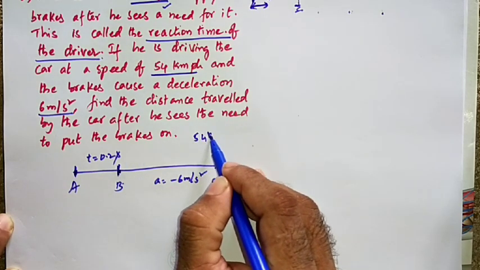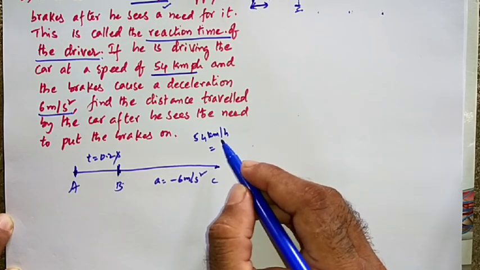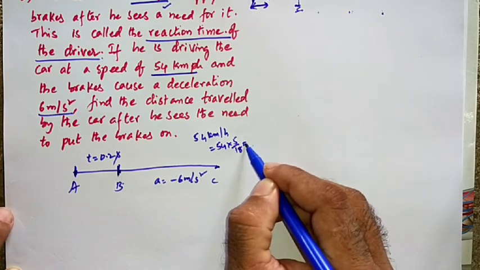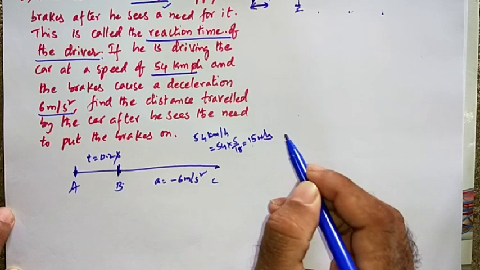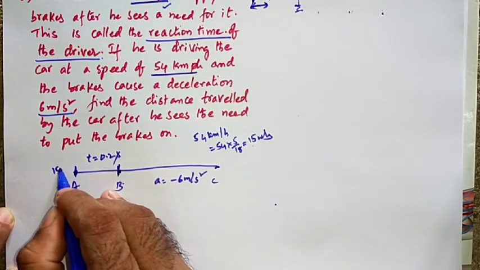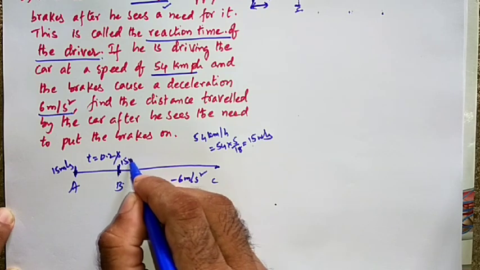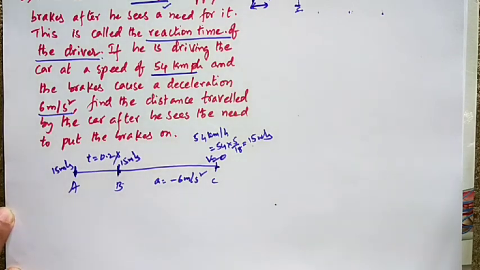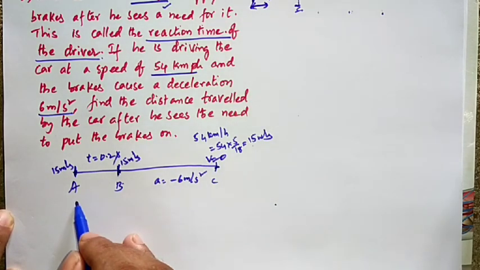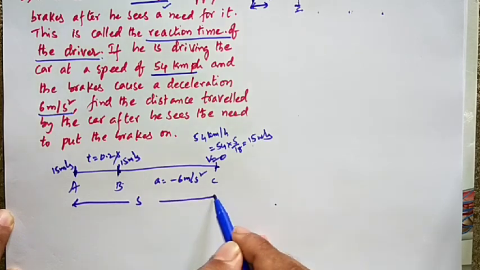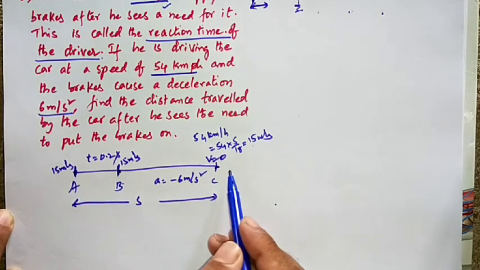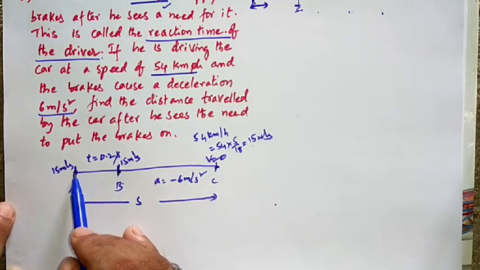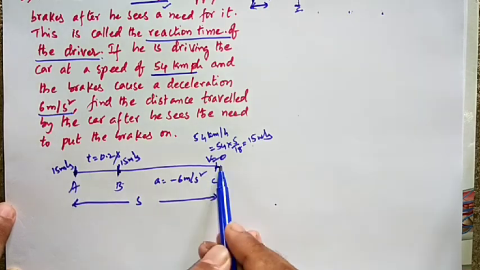So this is 50 kilometers per hour. If you convert 50 kilometers per hour into meters per second, what is the answer? 50 into 5 by 18. That is how much? 15 meters per second. So at A it is 15 meters per second, and at B also 15 meters per second. After reaching point C, its velocity becomes 0. It stops. We need to calculate this whole distance, not just B to C, but A to C, from the point where he sees the need.